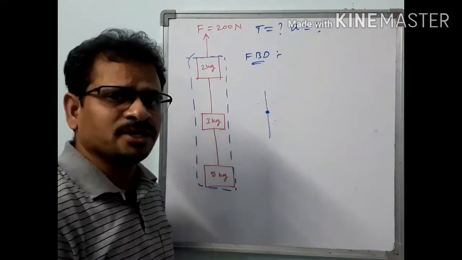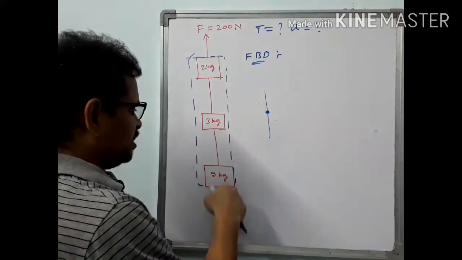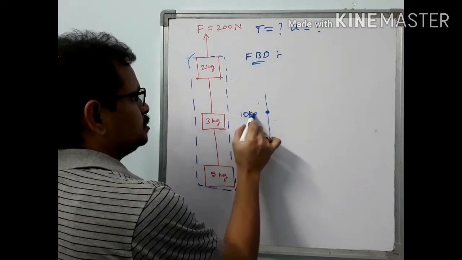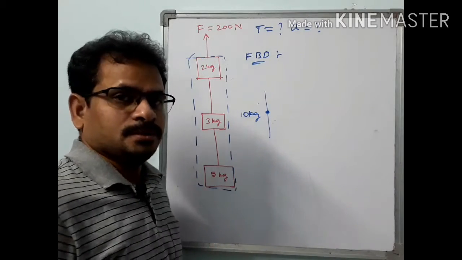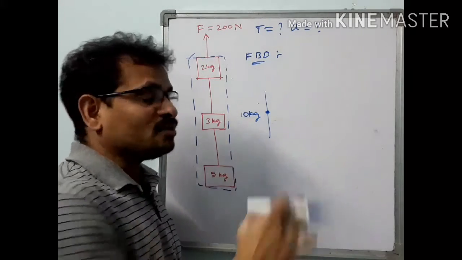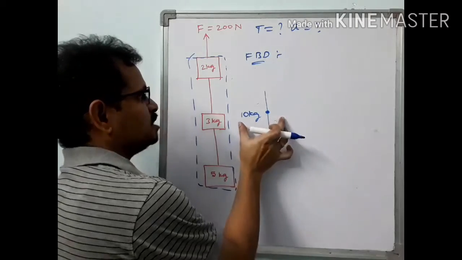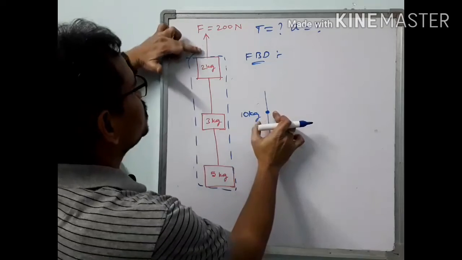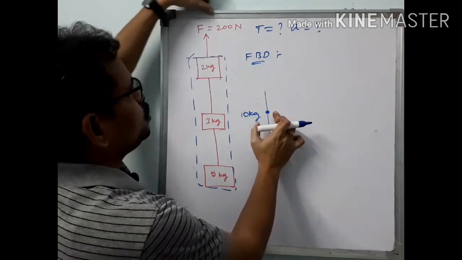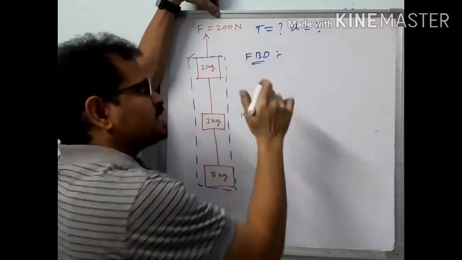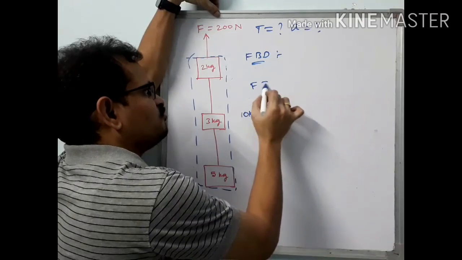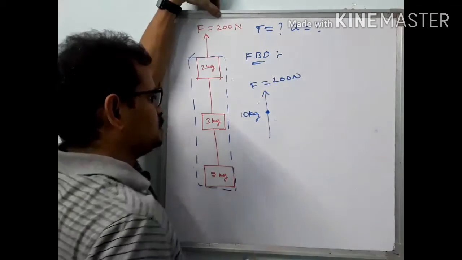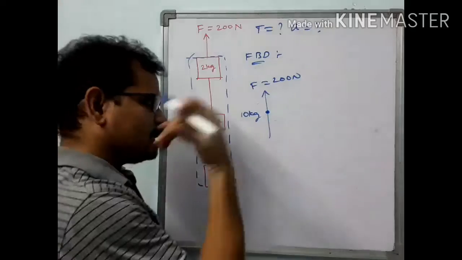So what is the mass of this point object here? 2 plus 3, 5, 5 plus 5, 10 kg. So what are the external forces acting on this 10 kg mass? Now this force F equal to 200 newtons, is it an external force or not? It is an external force acting in the upward direction.